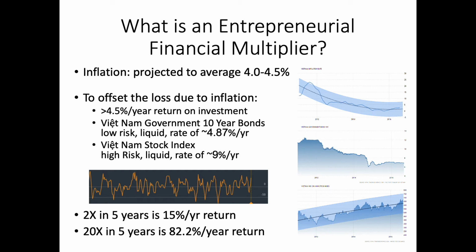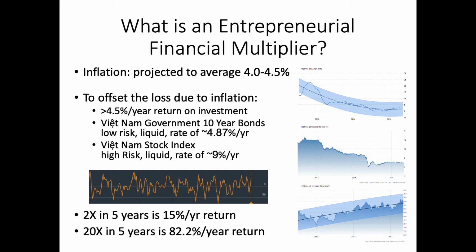If you look at inflation in Vietnam, it has run around 4.5% for the last few years. Last year it was actually below 4%. It was a pretty nice number. It's pretty good for inflation. But in order to invest and make a good return on investment, we have to at least get 4.5% back. To offset the loss due to inflation, the investment has to return greater than 4.5% per year.